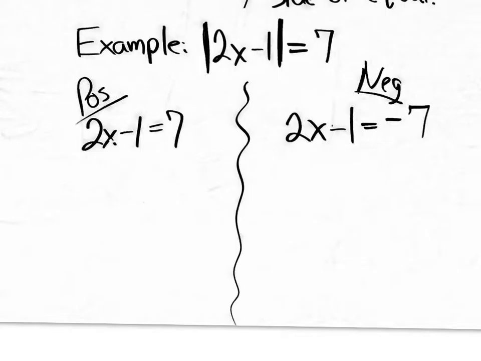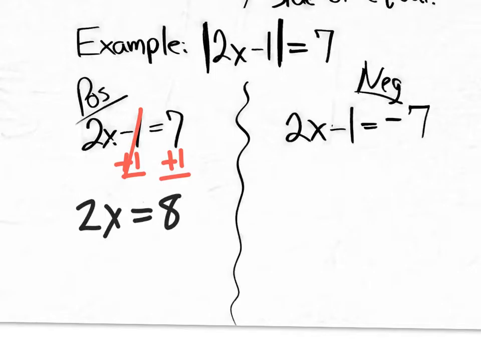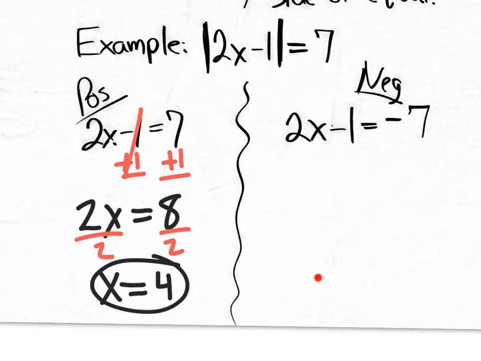And now what do we do? We solve both. So we're going to go plus 1, cancels. You're going to get 2x equals 8, and then you're going to divide by 2 on both sides. So the answer is x equals 4, yay? So that must mean that over here your answer is negative 4, right?